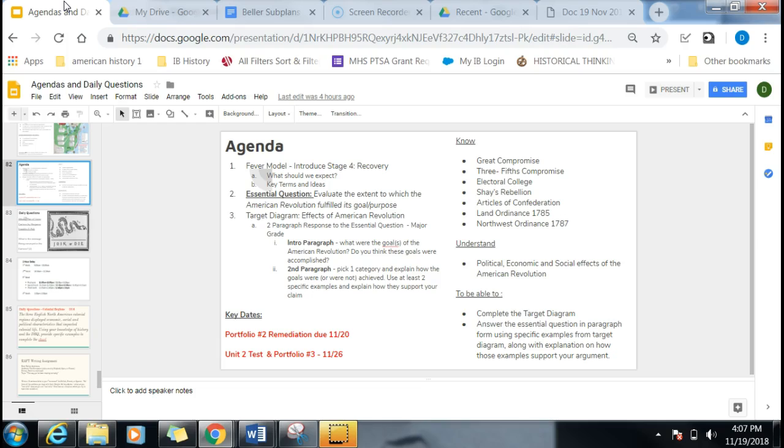Making sure that you have dropped off any portfolio number 2 remediation assignments in the 2B bin, and then make sure that you have your ducks in a row for portfolio number 3 and the Unit 2 test. Remember that you are allowed to take home your portfolio notebooks if you need to use them to study and complete any outstanding assignments for portfolio number 3.